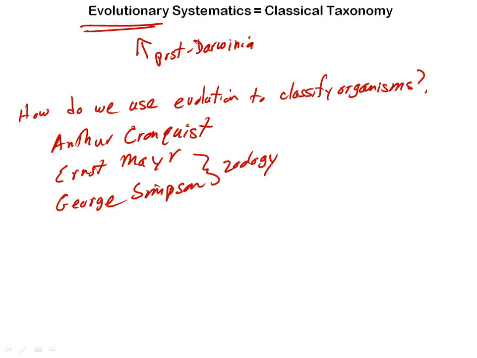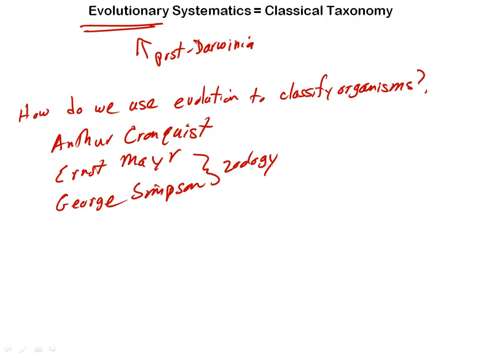Ernst Mayr was an evolutionary biologist and systematist who worked a lot in evolutionary theory. George Simpson was a paleontologist. They were both at Harvard and worked very closely together. Well, closely together, let's say.